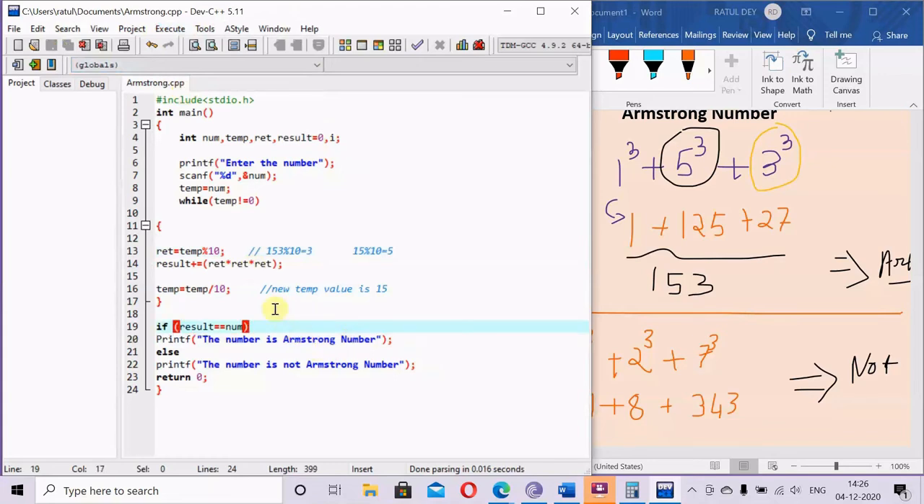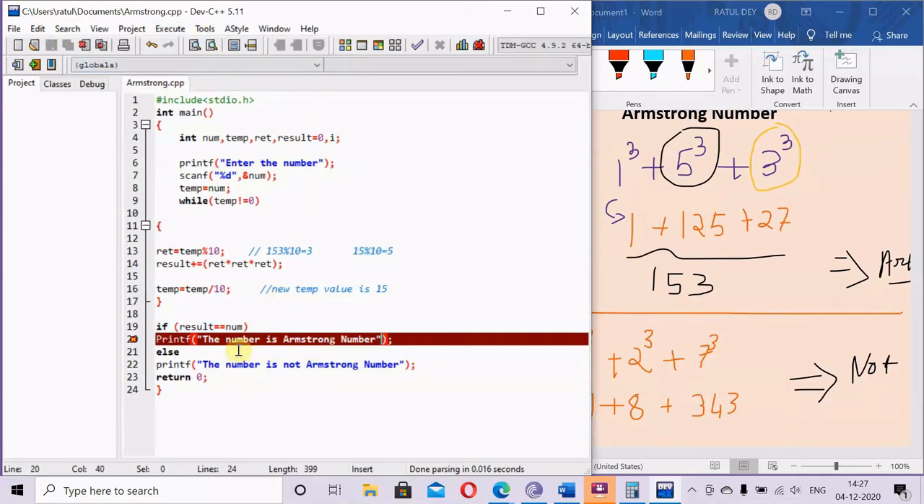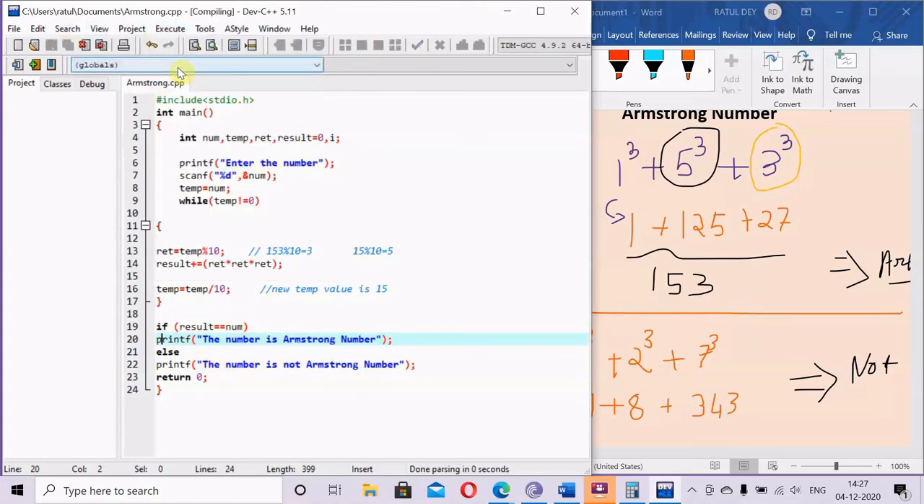Now I check again: execute, compile and run. Yes, it says there is a problem. Line number 20, printf. We used the number is the Armstrong number. Oh, P is capital, I think. Okay, yes. These are silly mistakes I have made. So I execute, compile and run.